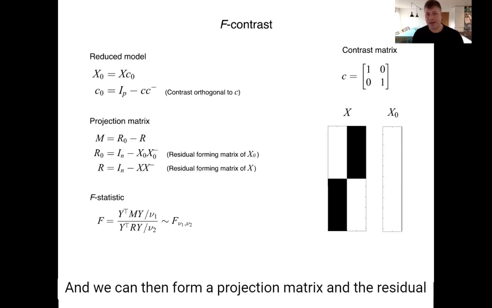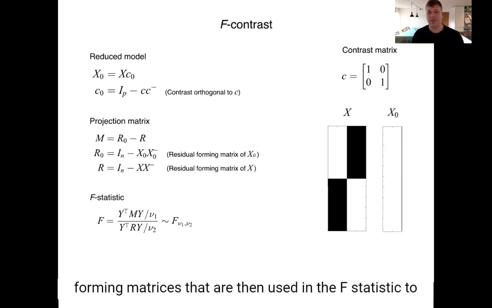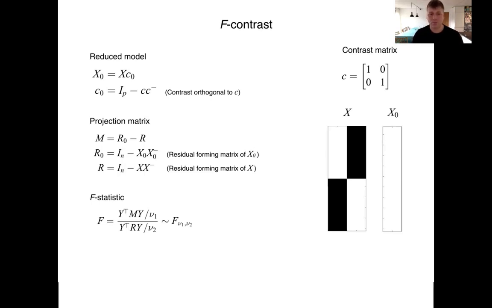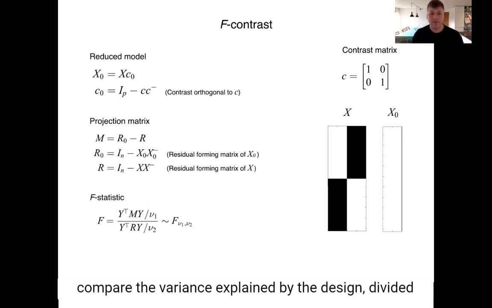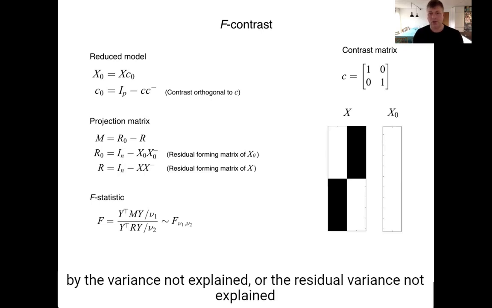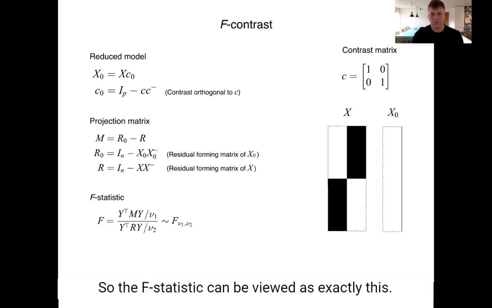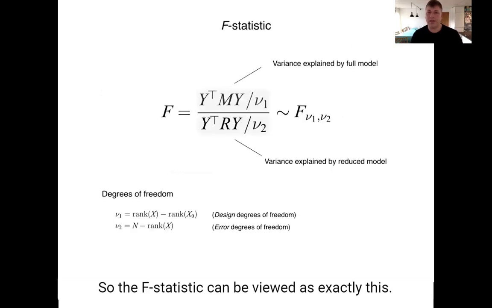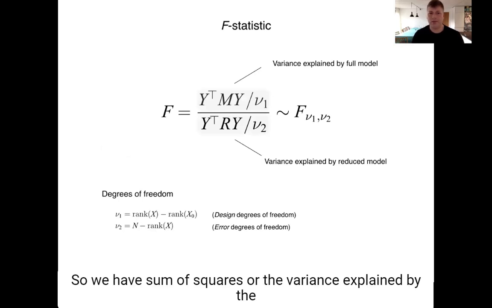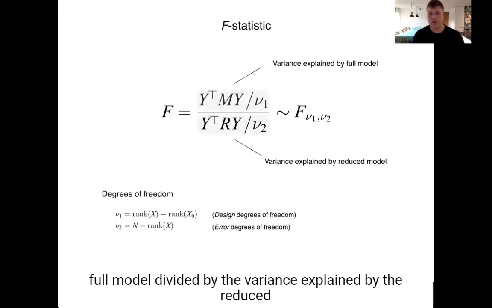a projection matrix and the residual forming matrices that are then used in the F statistic to compare the variance explained by the design divided by the variance not explained, or the residual variance not explained by the design. So the F statistic can be viewed as exactly this. So we have the sum of squares, or the variance, explained by the full model, divided by the variance explained by the reduced model.